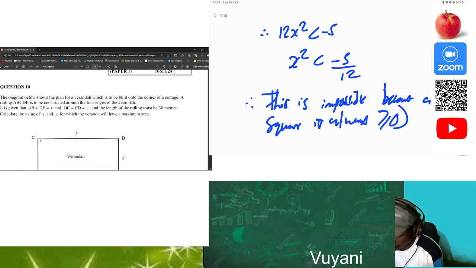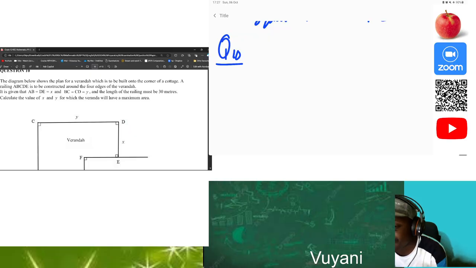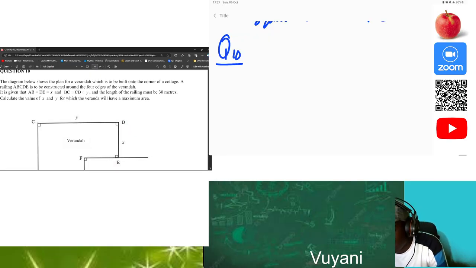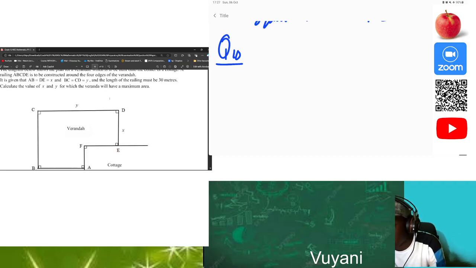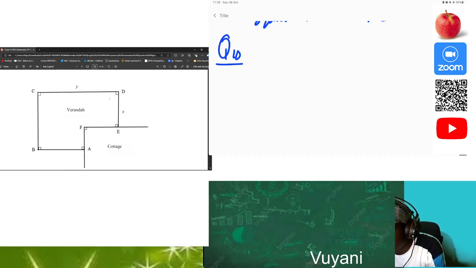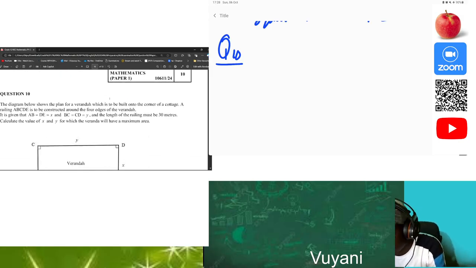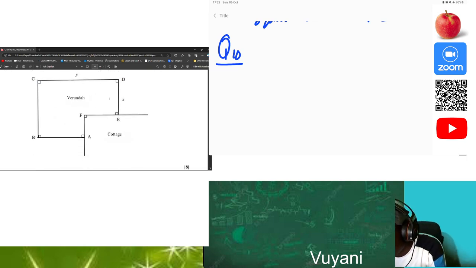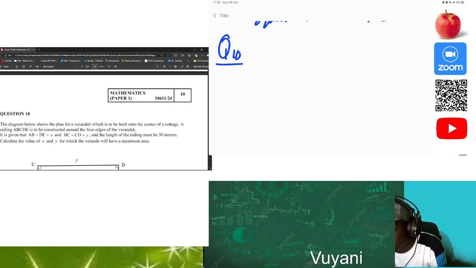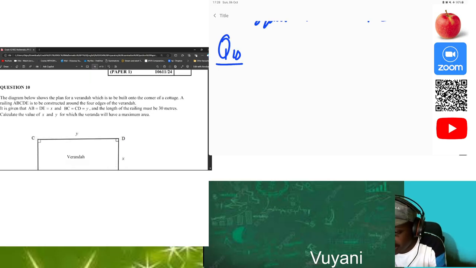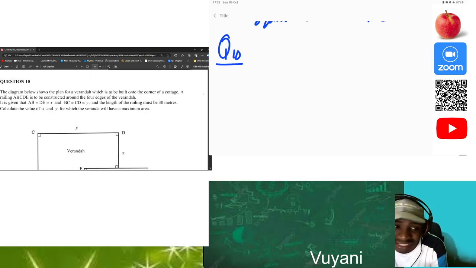Now let's look at the last question, which is question 10. On question 10, the diagram below shows the plan of a veranda which is to be built onto the corner of the cottage. A railing A, B, C, D, E is to be constructed around the four edges of the veranda. It is given that AB is equal to DE is equal to X. BC is equal to CD, that is BC is equal to CD is equal to Y, and the length of the railing must be 30 meters. Calculate the values of X and Y for the veranda which has the maximum area.